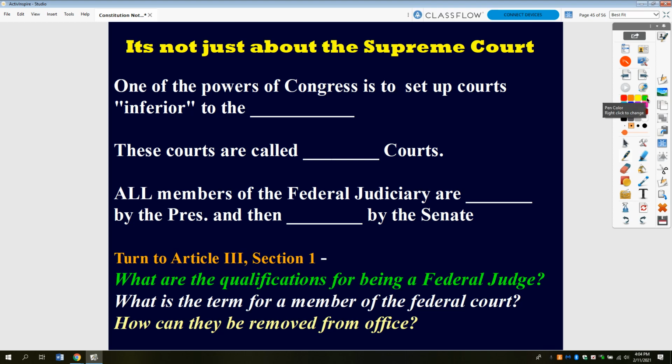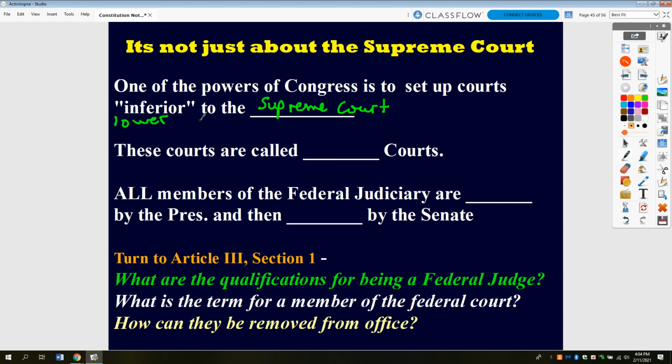It's important to realize that Article 3 isn't just about this thing called the Supreme Court. As a matter of fact, one of the powers given to Congress, also mentioned in Article 3, is to set up courts that are inferior to the Supreme Court. And it's important to understand what it means to be inferior. It means lower, less than, not as powerful, not the final say.